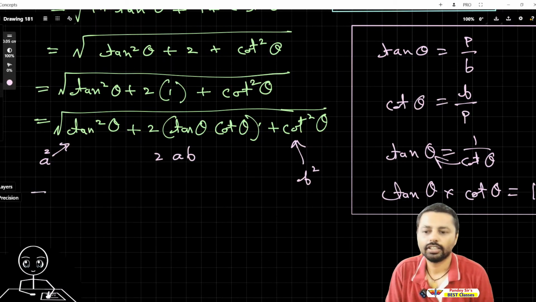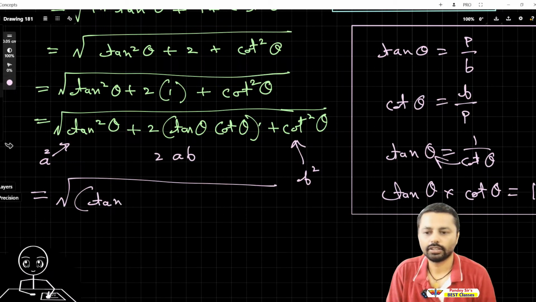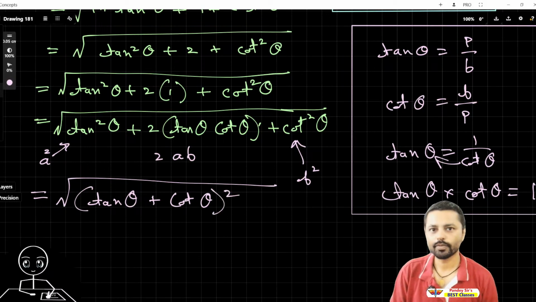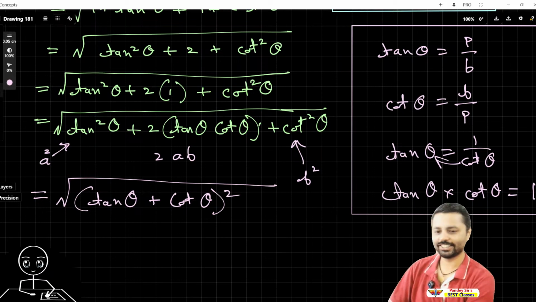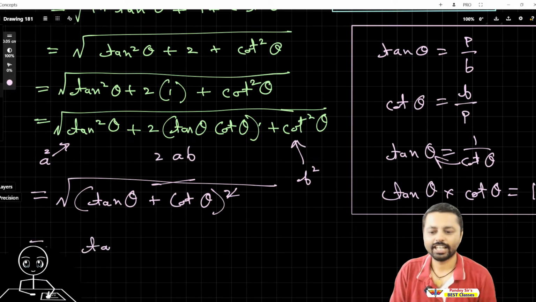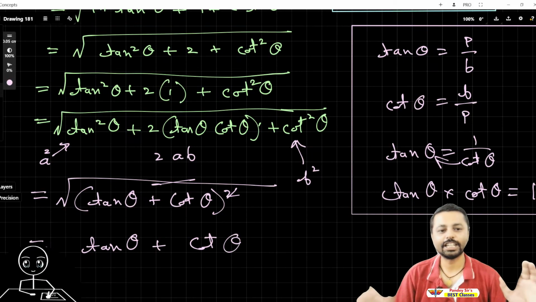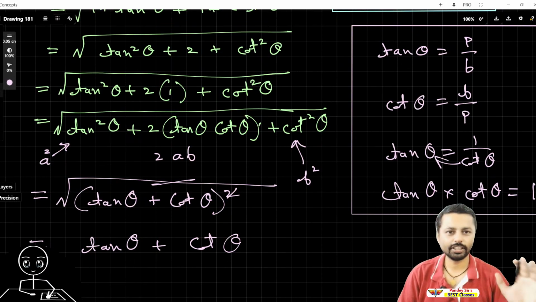So we get equal to under root of tan theta plus cot theta, whole square. Now observe the magic. This square and this root got cancelled, and we get tan theta plus cot theta, and the question is solved. Yes, that is how you get the marks. If you still have any difficulty, you can still ask me.